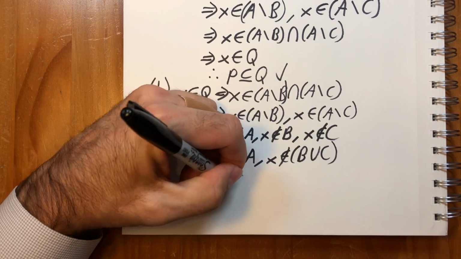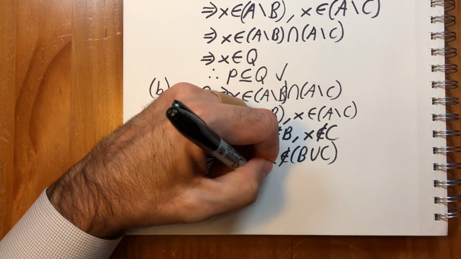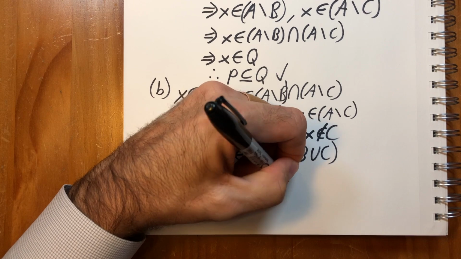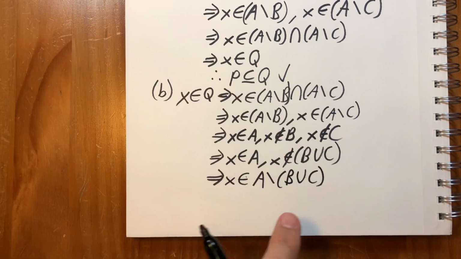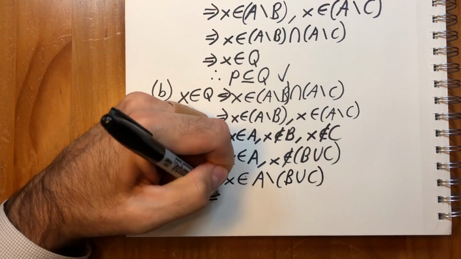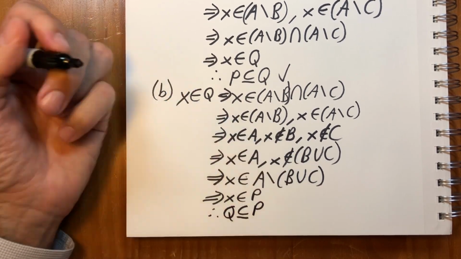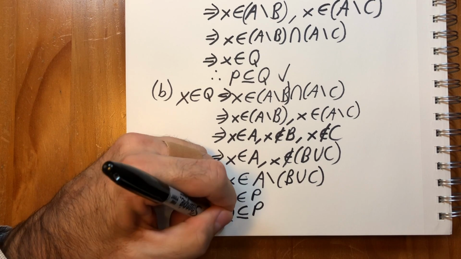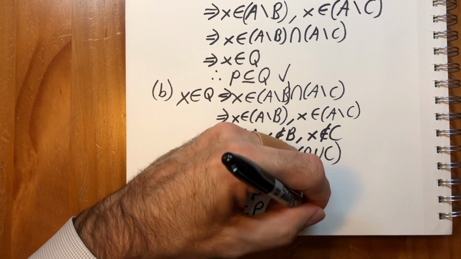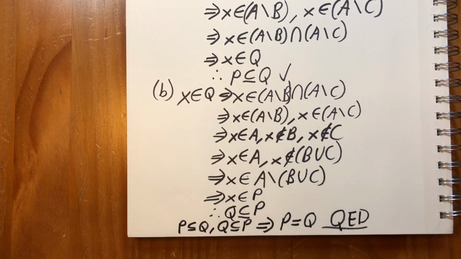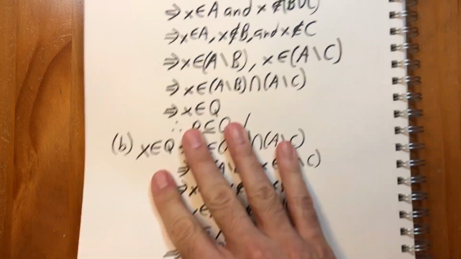And if X is an element of A, but it's not an element of this set, that means that X is an element of A minus B union C. And that is the definition of P. Therefore, Q is a subset of P. P is a subset of Q, Q subset of P implies that P equals Q. Okay, easy. And number two, that the complement of the intersection equals the union of the complements can be proven in the same way, just following the definitions.